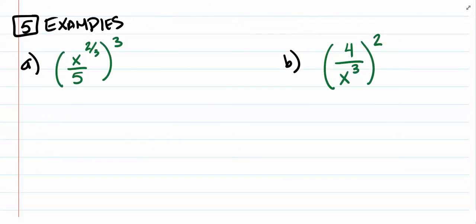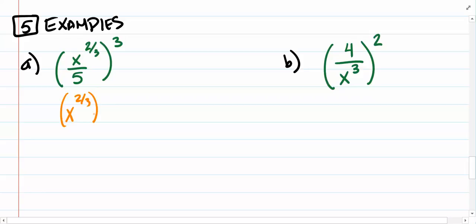Let's do 2 examples for box number 5. It says x to the 2/3 divided by 5, all raised to the third power. So this is going to be x to the 2/3, all raised to the third power by itself, divided by 5, all raised to the third power.